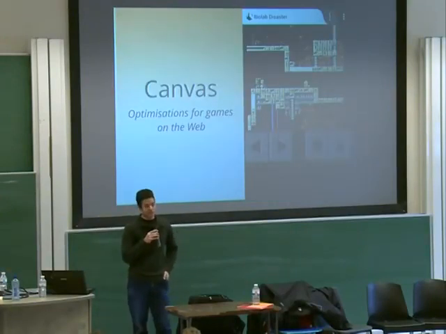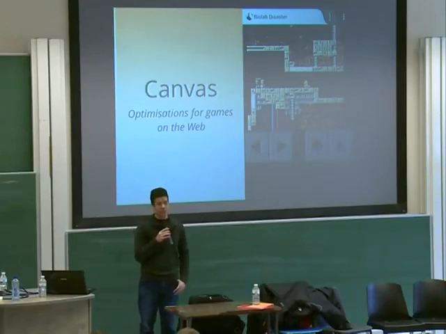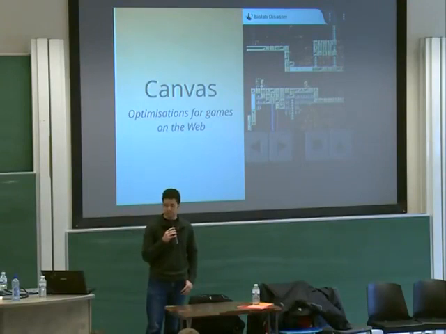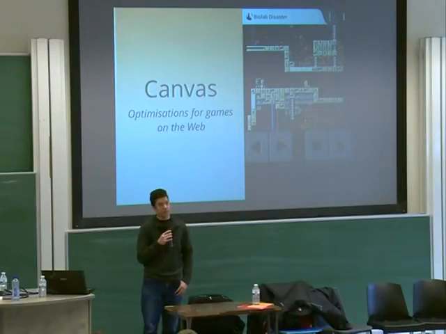So for Canvas, we wanted to make it work well for games, so we did a lot of optimization work. One of the big changes that we made last year was we switched the backend renderer from Cairo to Skia, which alone was quite a speed up. But on top of that, we now have hardware selection.